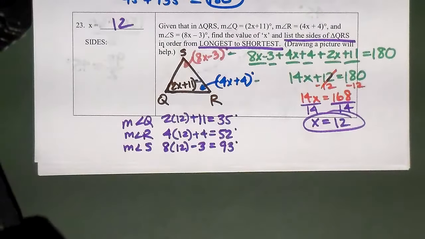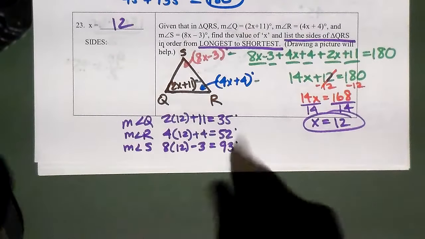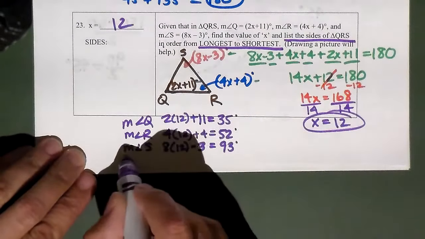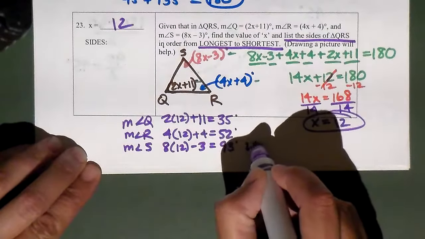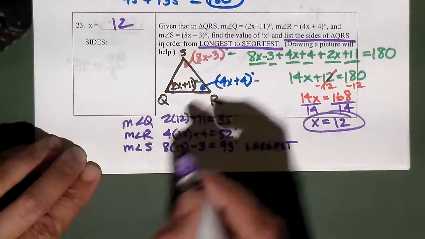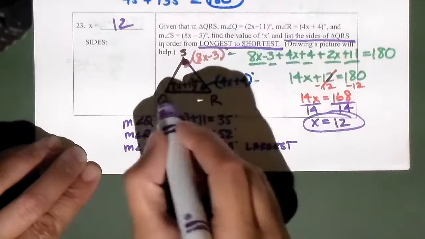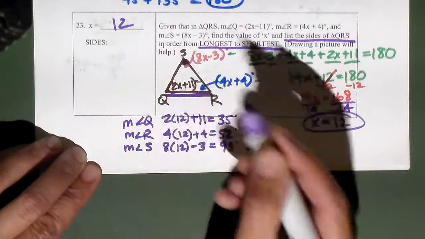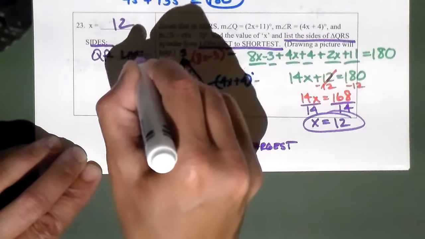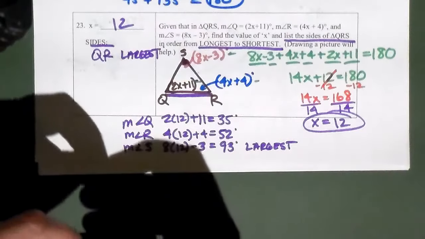Okay, knowing this, we want to list them from longest to shortest. The longest side is going to be across from the longest angle. What's the biggest angle? The largest angle is here, S. So if S is the largest angle, what's the largest side? QR. So QR is the largest, or the longest, okay?